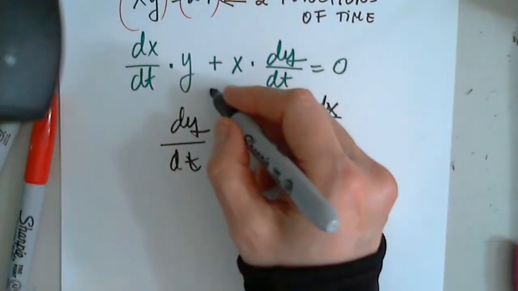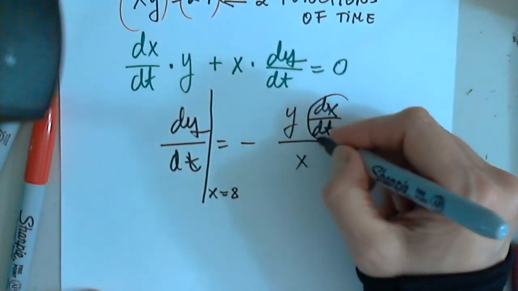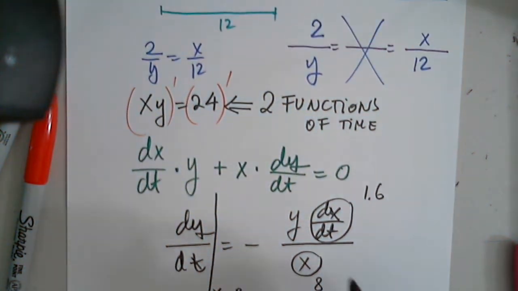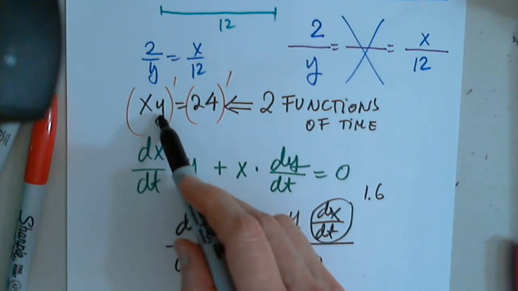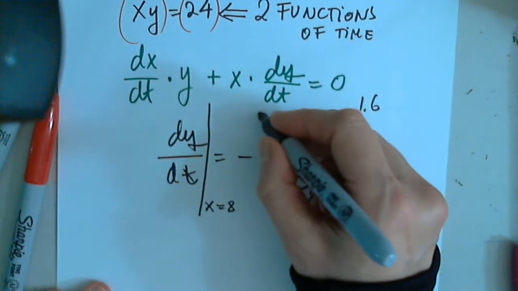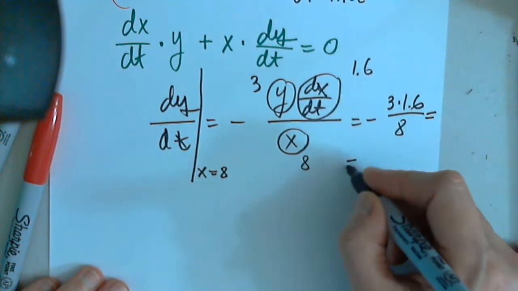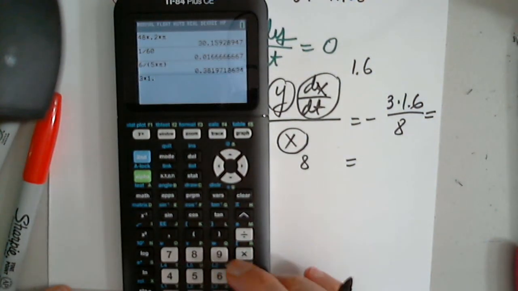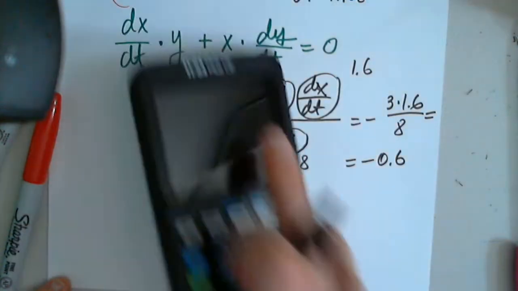Only now I'll say when x equals 8. This is given to us as 1.6. This is given to us as 8. But that's not a problem, because if I know that x is 8, what could y equal to? 3. Very good, awesome. And it's done. So it's negative 3 times 1.6 divided by 8, whatever that equals to. Negative 0.6. Measurement unit, please.